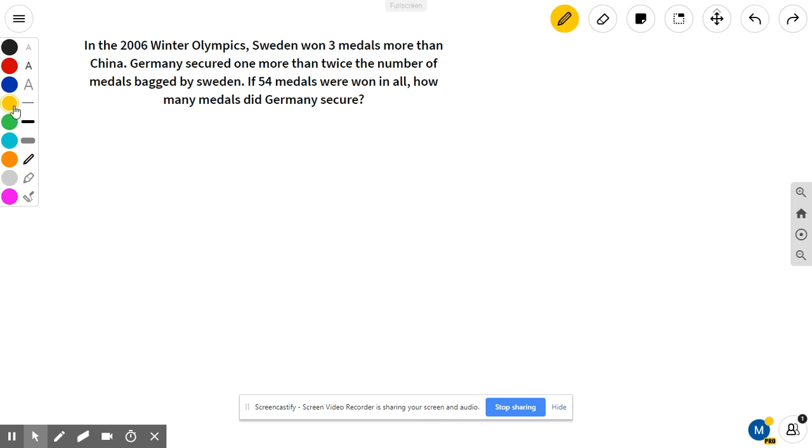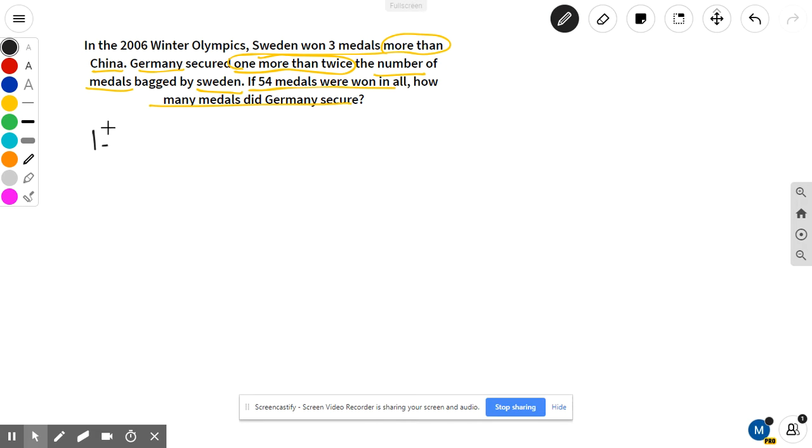I'm going to highlight a couple things as I read along. In the 2006 Winter Olympics, Sweden won 3 medals more than, okay, so that's key, more than China. Germany secured one more than twice the number of medals bagged by Sweden. If 54 medals were won in all, so that's the total, how many medals did Germany secure? There's a lot there that we're going to need to break down piece by piece.